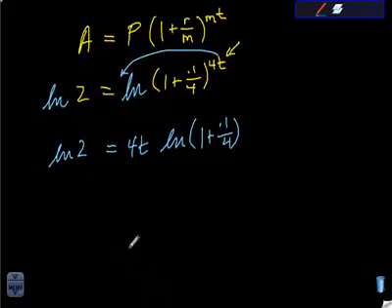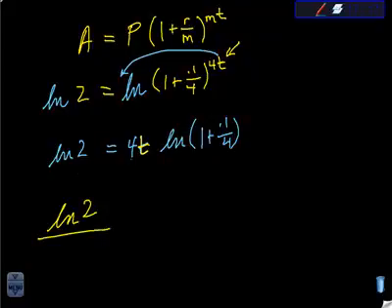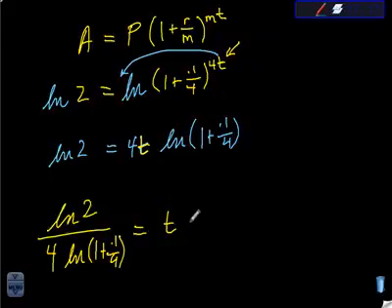Now, if you think about it, what we're trying to get is t by itself, right? So we're trying to get this t value all by itself. So I'm going to divide both sides by 4 ln of 1 plus 0.1 over 4. That looks like this. I'm just bringing my ln of 2 down, and dividing by this 4 right here, and by this ln of 1 plus 0.1 over 4, which equals t. Now we have the variable separated.